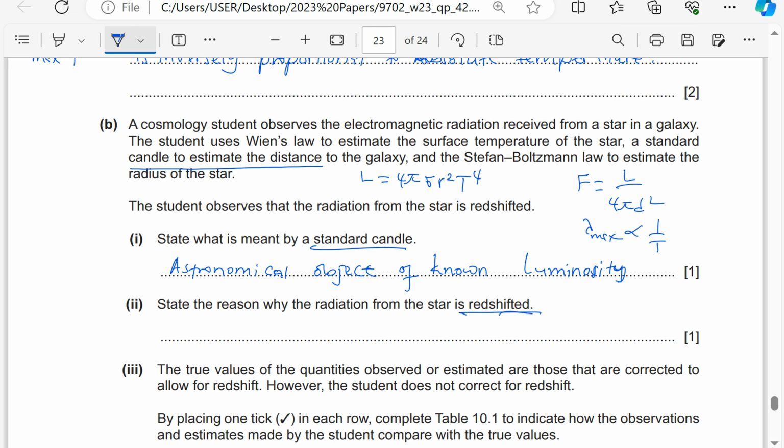So redshifted means the wavelength is greater, and a longer wavelength means the star in the galaxy is moving away from the student. So the star is in a galaxy which is moving away from the student. That is why it is redshifted. Redshifted means the wavelength is longer.